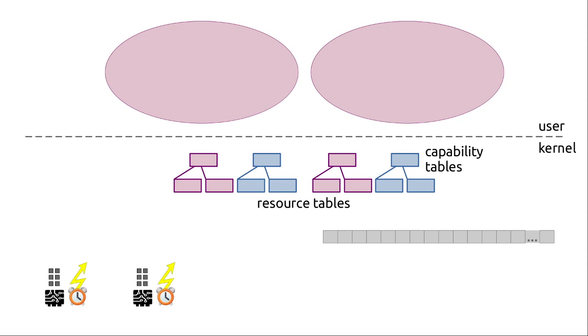So we just think of resource tables as being one of these two types. That's all. And again, I want to emphasize that all of these are just tables that are somewhere in physical memory. The system in many cases is designed to have each of these be the size of a page.